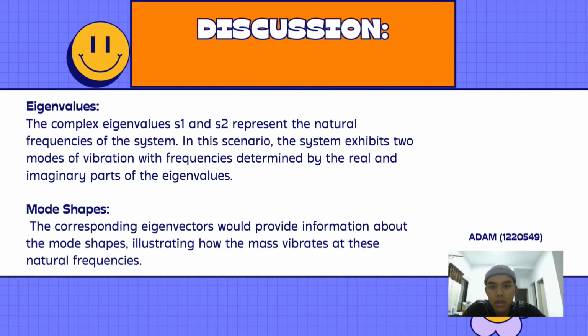After all, in conclusion, we can discuss that eigenvalues s1 and s2 represent the natural frequencies of the system. In this scenario, the system exhibits two modes of vibration with frequencies determined by the real and imaginary parts of the eigenvalues. Next, mode shapes. The corresponding eigenvectors will provide information about the mode shapes, illustrating how the structure will vibrate at these natural frequencies.